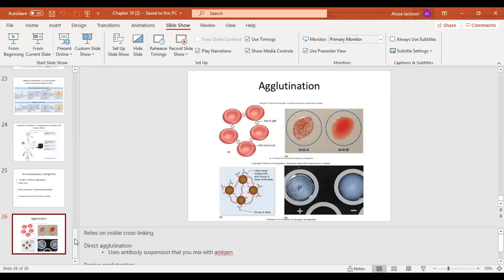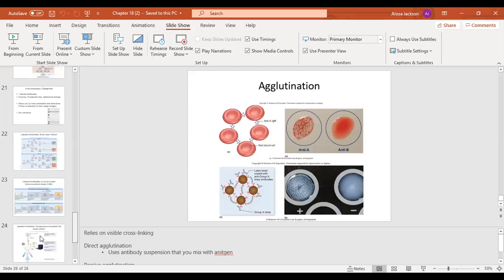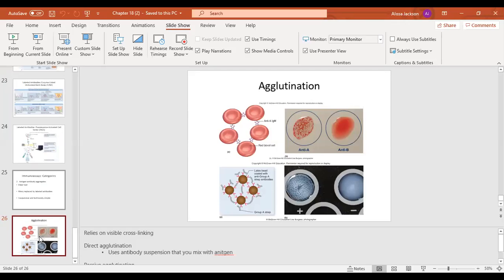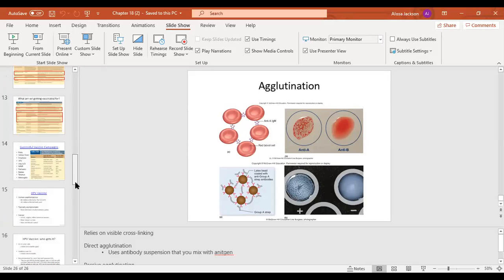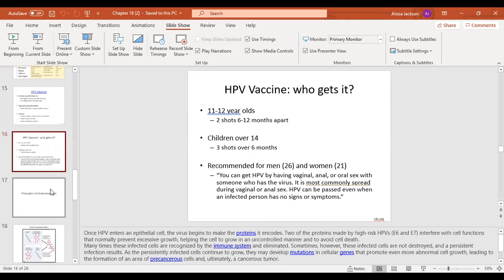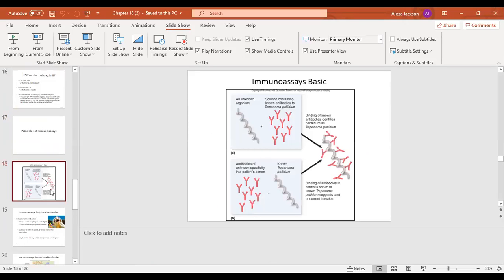I don't know if he would ask this, but I could see a question about types of ways to do immunoassays. But I don't know. Maybe it won't be that specific. Like an essay question, you think? Principles of immunoassays, or maybe multiple choice.